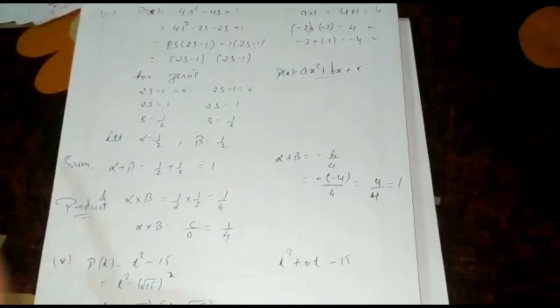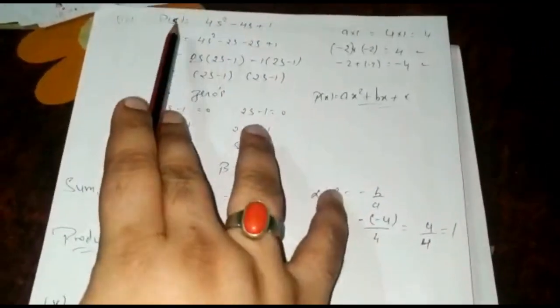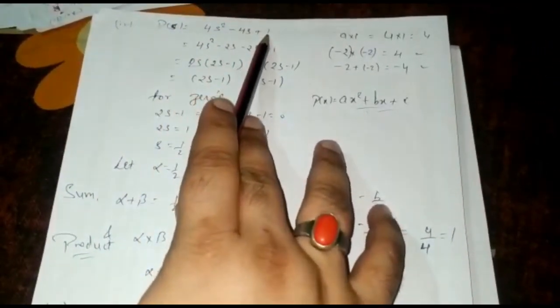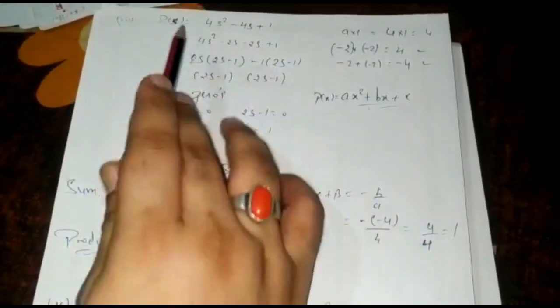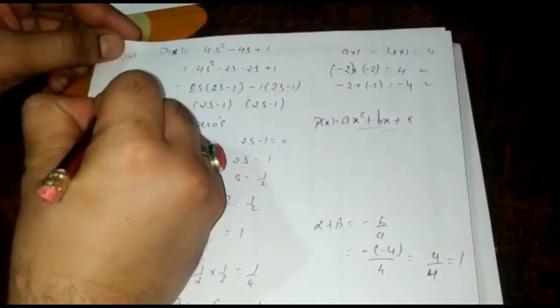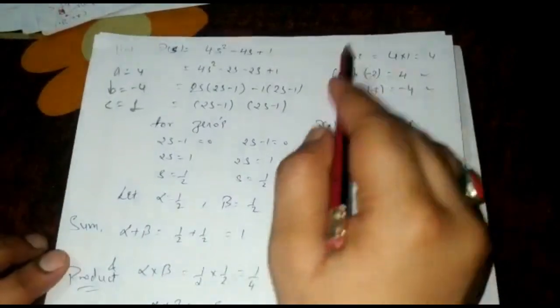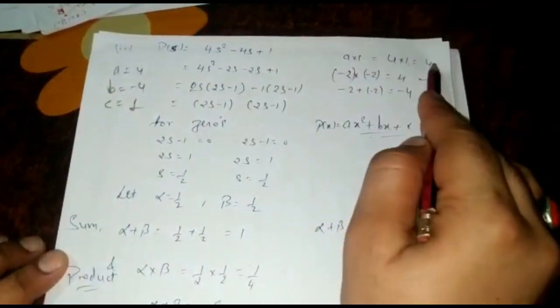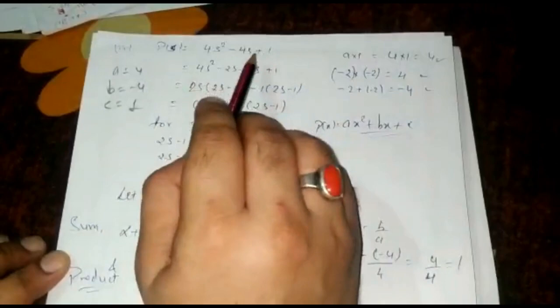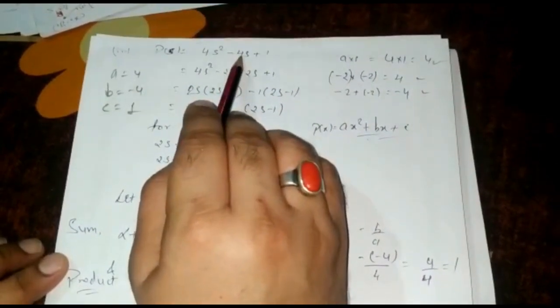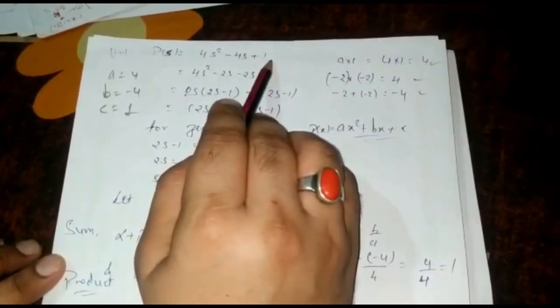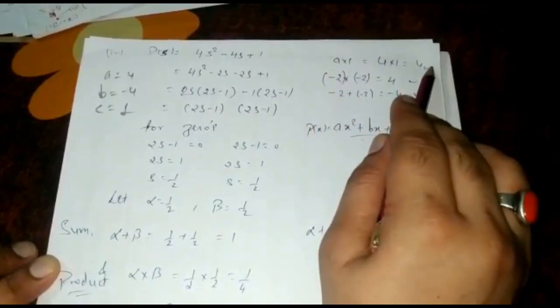So we will discuss the second question of the same topic, and the question is 4s square minus 4s plus 1. So when we compare it, a will be equal to 4, b will be equal to minus 4, and c will be equal to 1. So a into c will be equal to 4 into 1, that will be equal to 4.